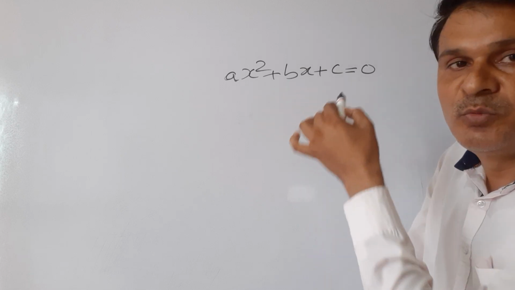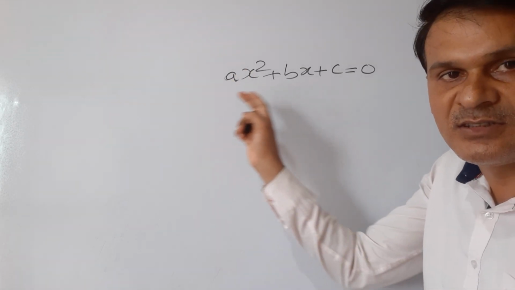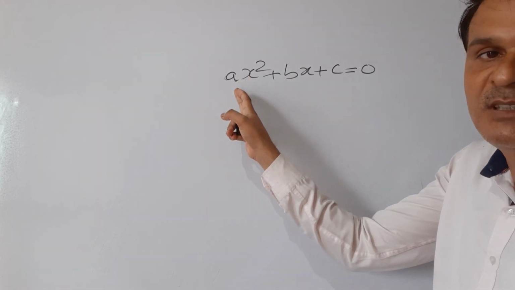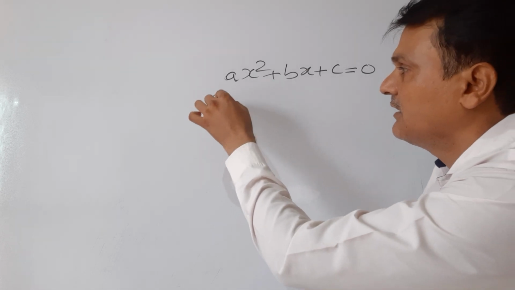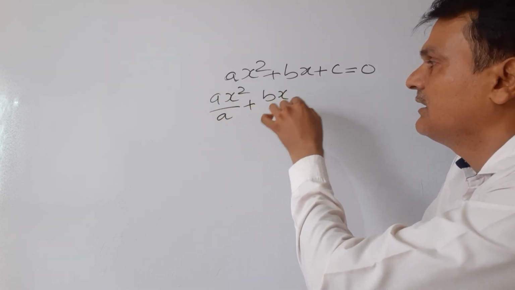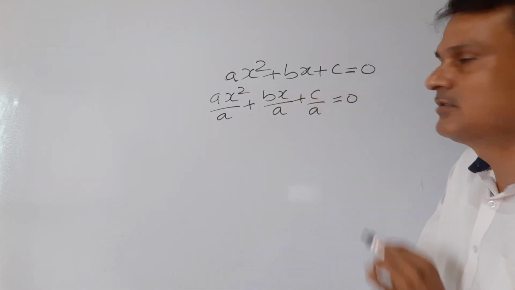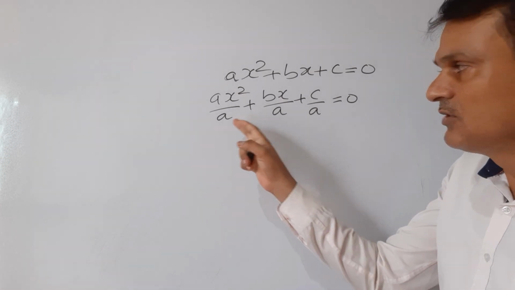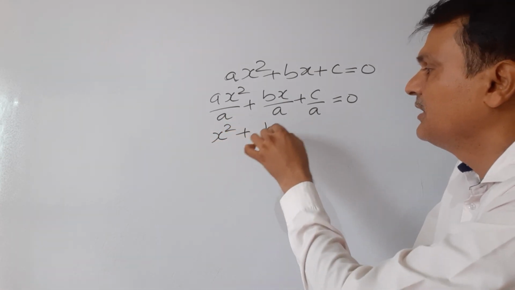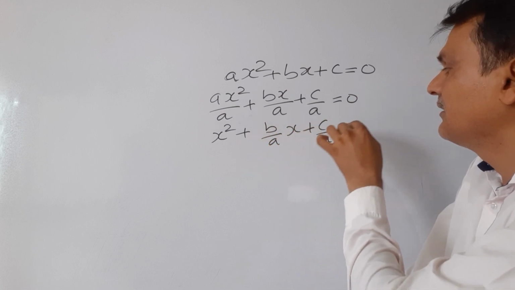Now, to make the first term square, we divide each term by a, so that the first term becomes a square. So now we write ax square upon a plus bx upon a plus c upon a equal to 0. This equation becomes x square plus b upon a of x plus c upon a equal to 0.